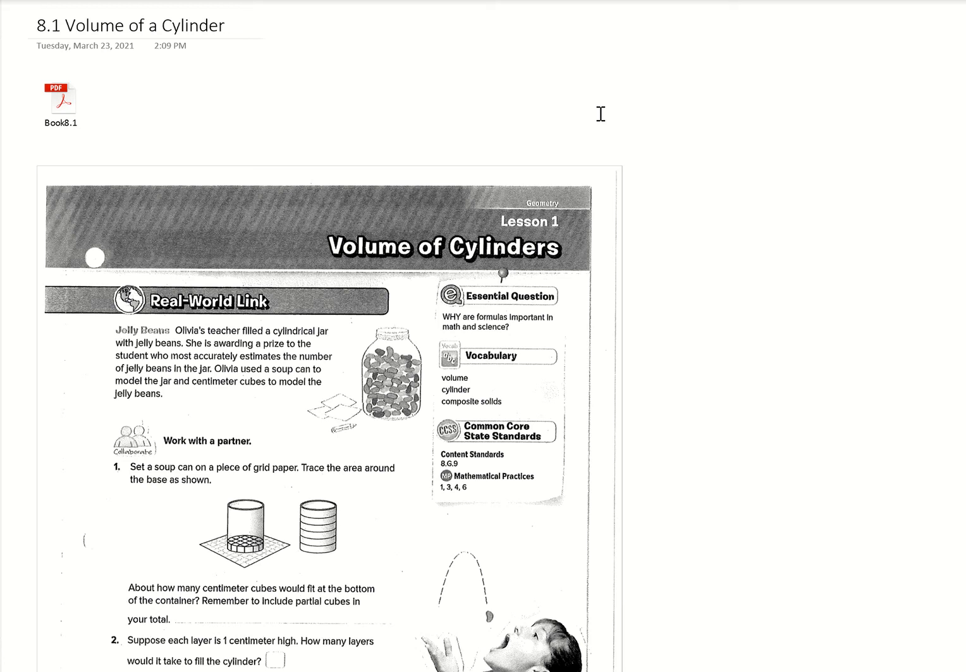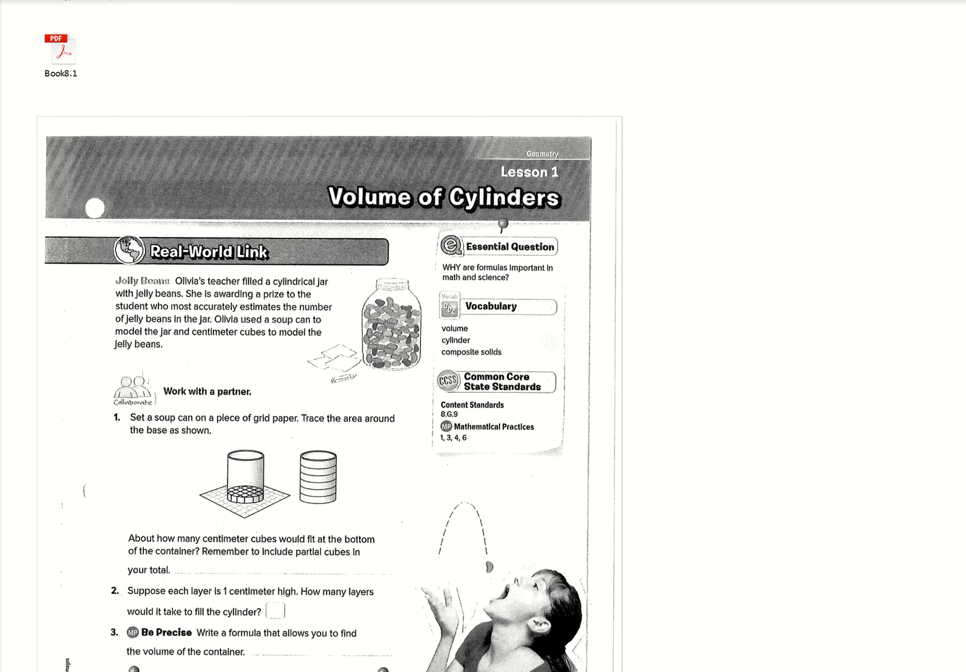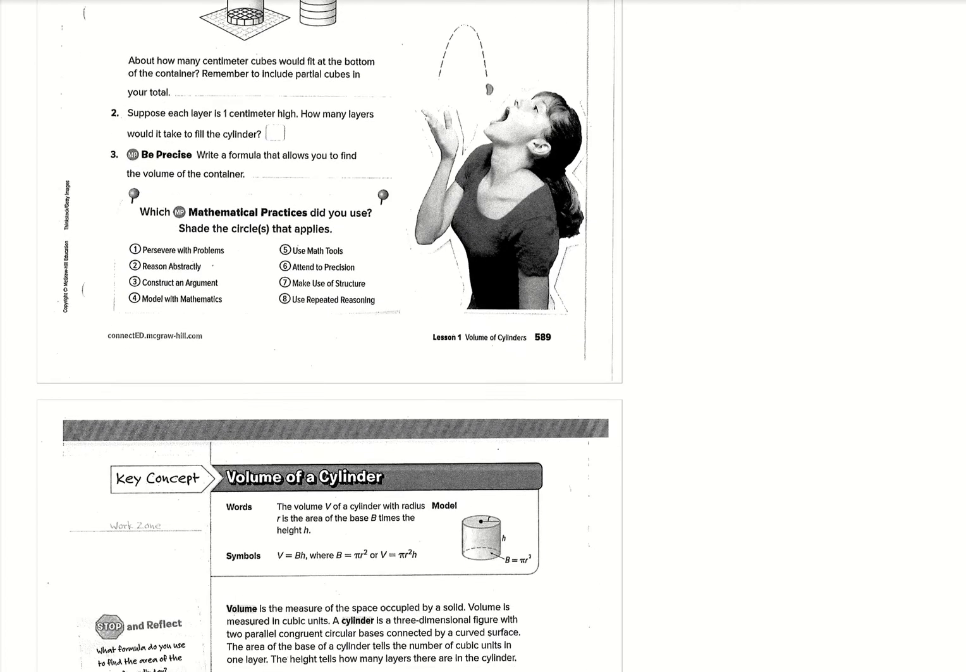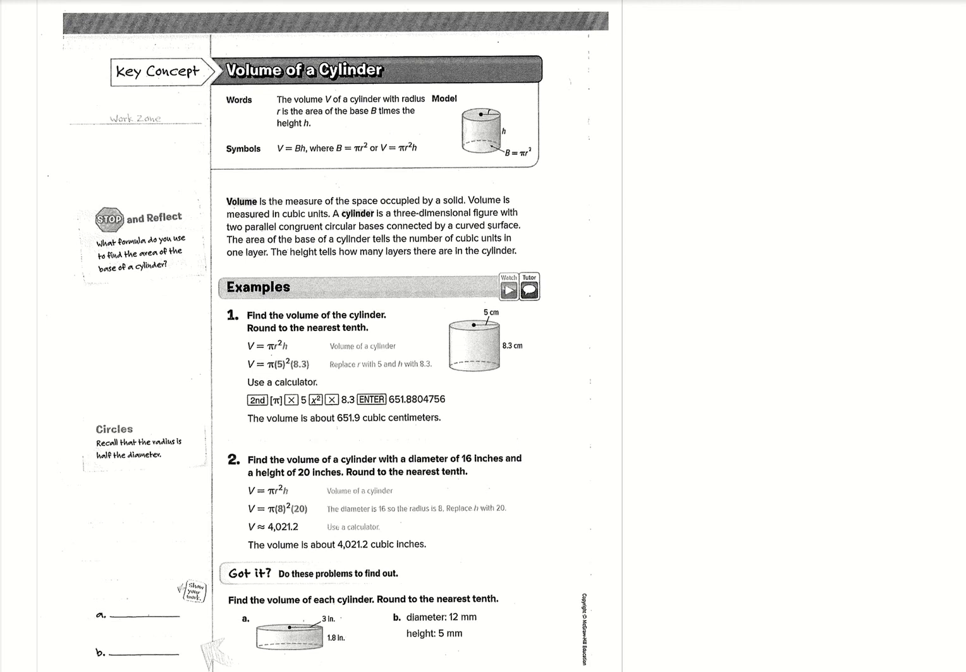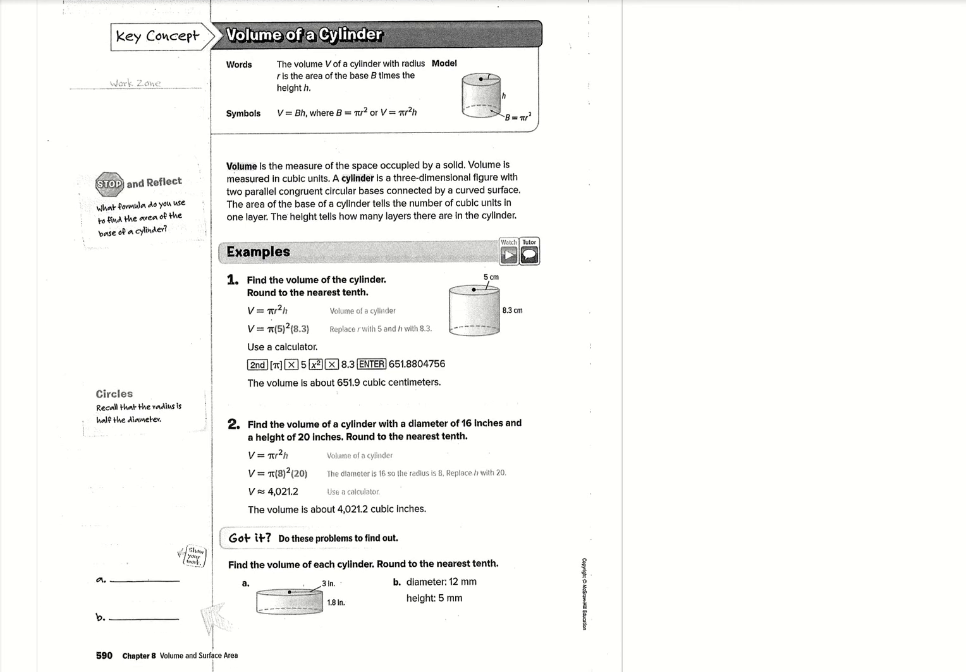Hey Math 8, today we are working on the video lesson 8.1, which will be the volume of a cylinder. This is the first of three that they cover in the book. Last class we did cubes and rectangular prisms, so this is our second day of doing volume. But this is the first one that's actually in your book, and it is on page 590 is where we're going to start.